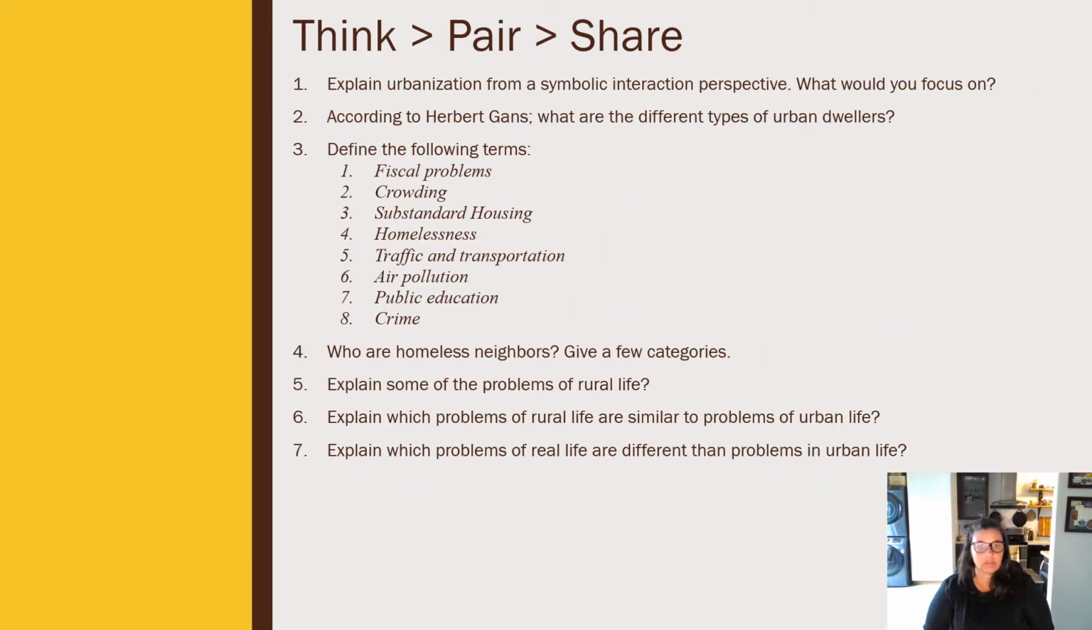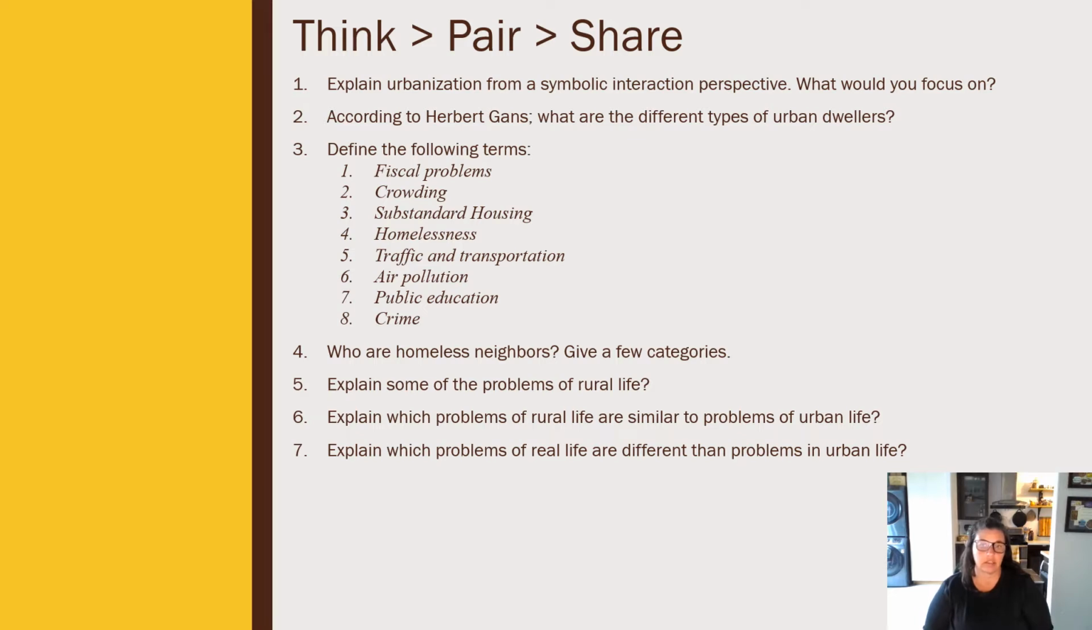Our second set of think, pair, share questions, you are answering both of these, by the way. Explain urbanization from a symbolic interaction perspective. What would you focus on? According to Herbert Gans, what are the different types of urban dwellers?